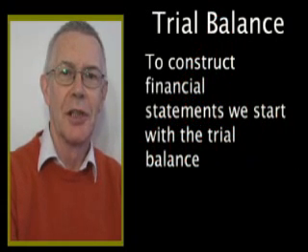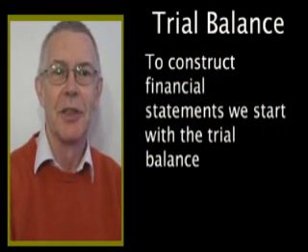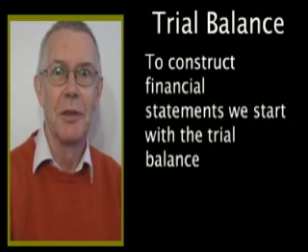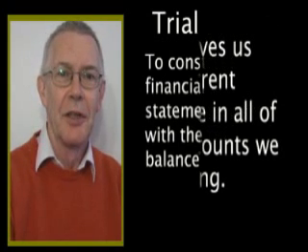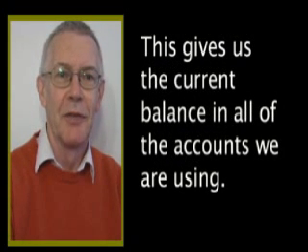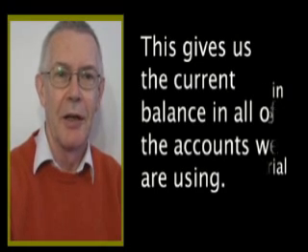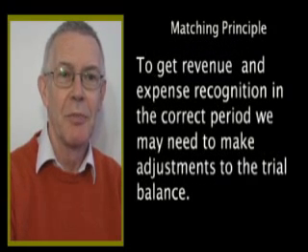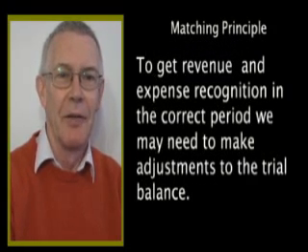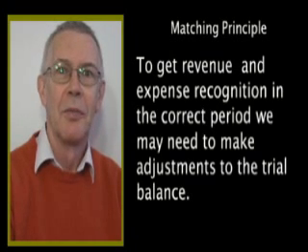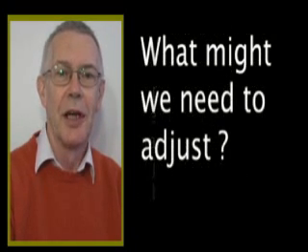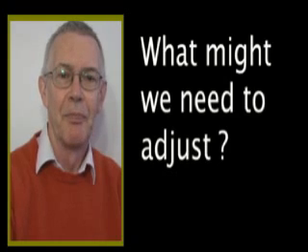Before we start to construct any of our financial statements, we start by getting information from a trial balance. This tells us the current balance in each of the accounts. Remember, it might not be entirely accurate. Remember that matching principle? Our revenues and expenses need to be applied to the current period. What could be wrong? What is there that we might need to adjust?